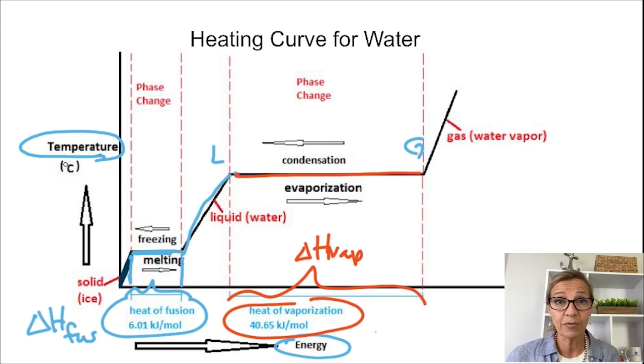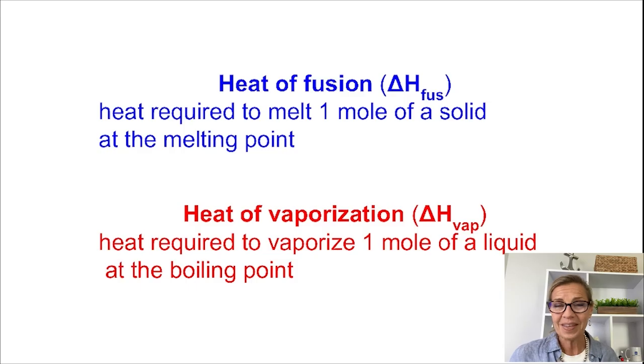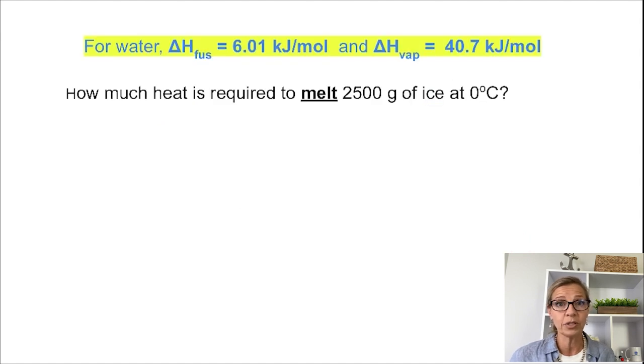You can make a heating curve for any substance, but someone has done that for you and given you these values, and you will find these values in tables. It is per 1 mole of a substance, so you'll find those. Let me show you a problem or two of how to use those.